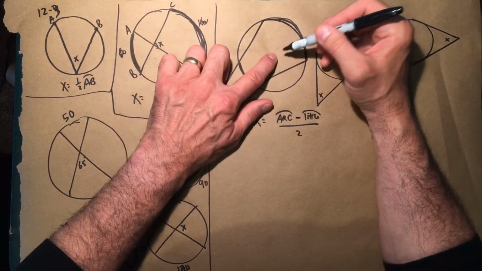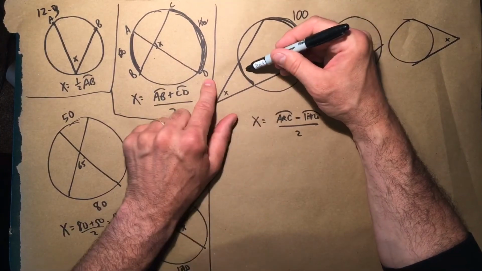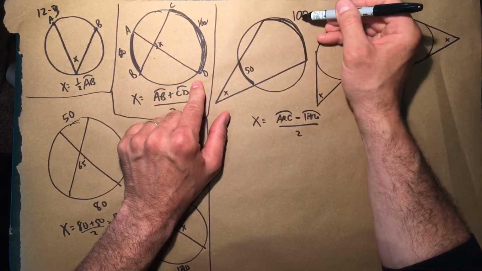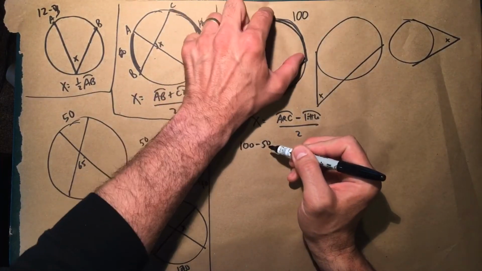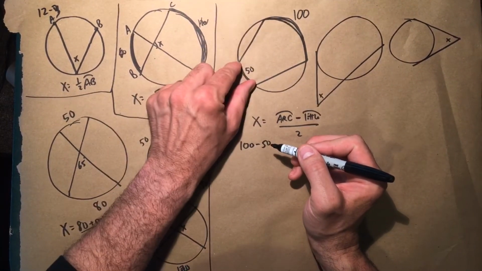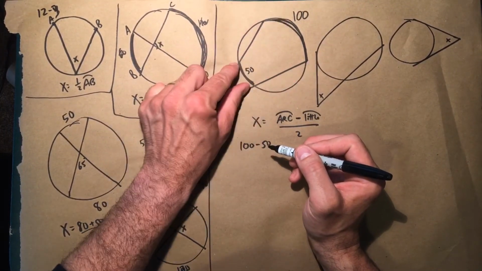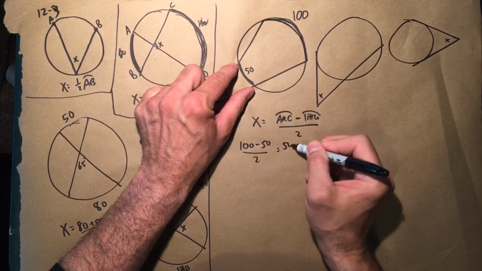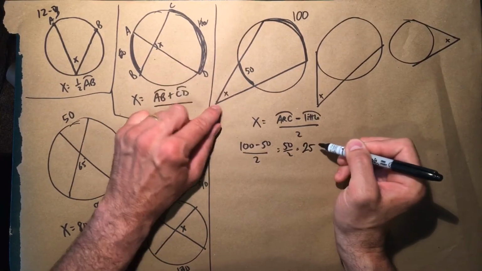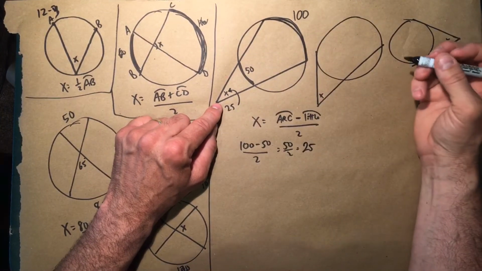So if this is like 100, and this guy is like 50, 100 minus 50, the big arc it opens to and the small arc. See how this angle is creating two arcs, the big one and the small one. The big one is 100, the small one is 50. Subtract them, divided by 2 is 25. And that's why this angle right here is 25 degrees, and it kind of looks cute and little.